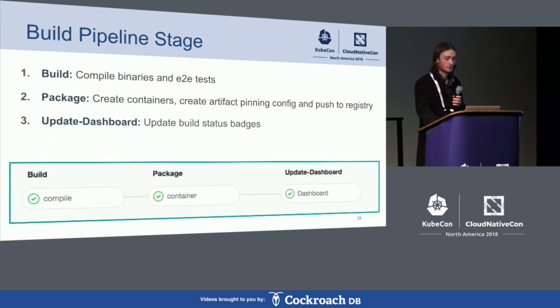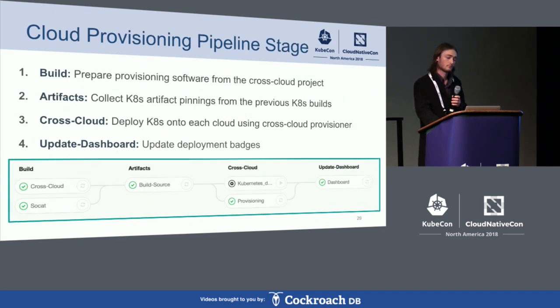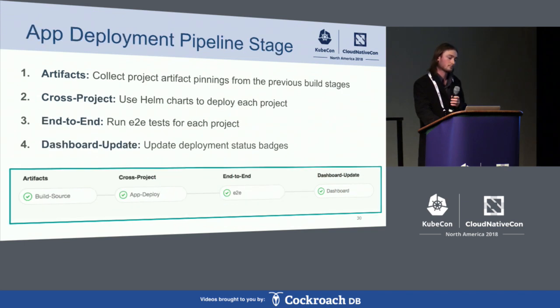And here's a short overview of those stages. Here we can see build, package, and then it sends a response to the dashboard and goes, okay, it succeeded. And then the cloud provisioning, which goes through collecting the Kubernetes artifacts, then running a provision for Kubernetes of the release specified, and then providing that succeeds, sending a response to the dashboard saying it worked, and then also storing the cluster access artifacts so we can actually have the apps deploy there.